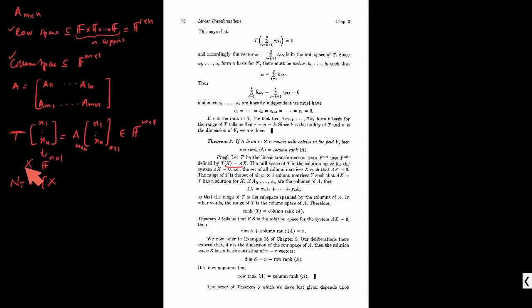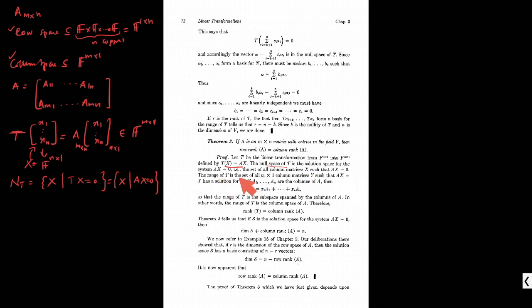If we write this as capital X, then the set of all x such that Tx equals 0, that is the set of all x such that Ax equals 0. So this null space of T is the solution space of this T. Now that is what we have written here: the null space of T is the solution space for the system Ax equal to 0, that is the set of all column matrices x such that Ax equal to 0.